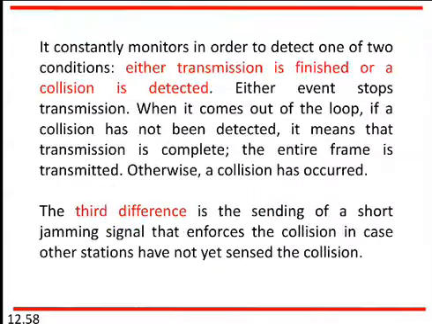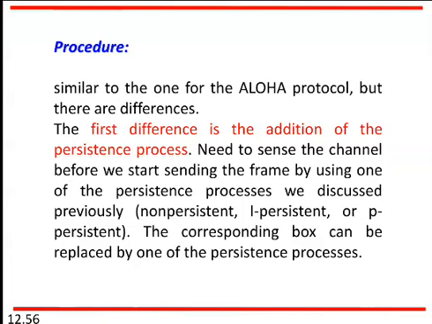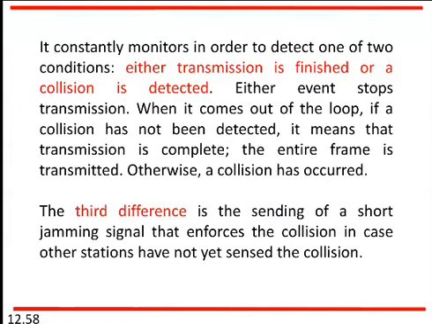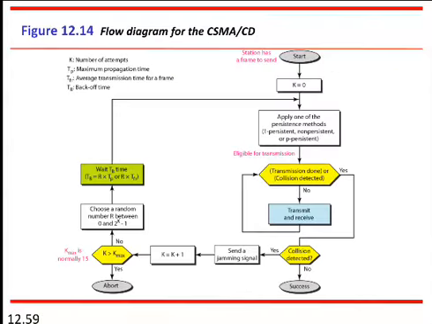So here what we have to remember is the three differences. The first difference is the addition of the persistence method. The second difference is the frame transmission, and the third difference is sending a short jamming signal, because of which the collision will be detected. Once the collision is detected, it has to wait for some time, which is a back-off time. Then it has to once again start by sensing the medium. If there is a detection, then send a jamming signal. If not, transmit in a normal way.